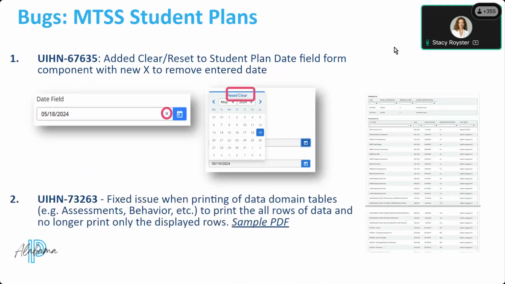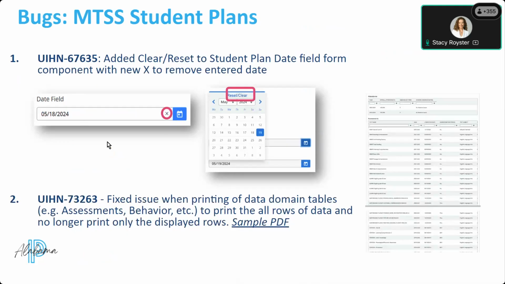Last but not least, there are a couple of bug fixes that were done inside of the student plans. So now there is a clear or reset to student plan date forms. You know, when we first started putting the SRPs out there, some of y'all would email and said, hey, Stacy, we accidentally marked this on a kid and there's not a way to undo it, to back the data out. They're starting to put those undo buttons in some of those fields.